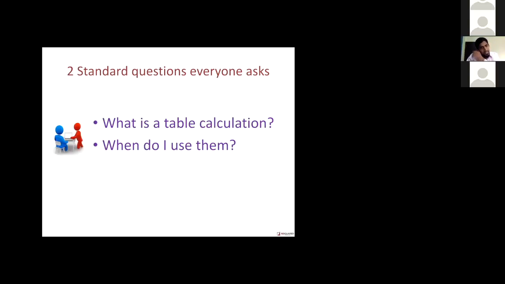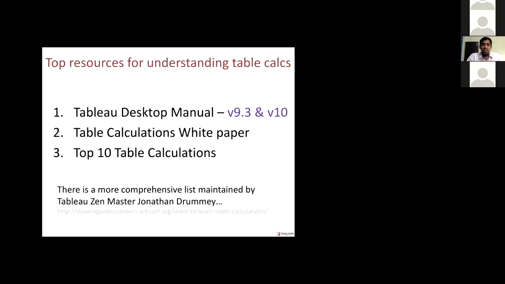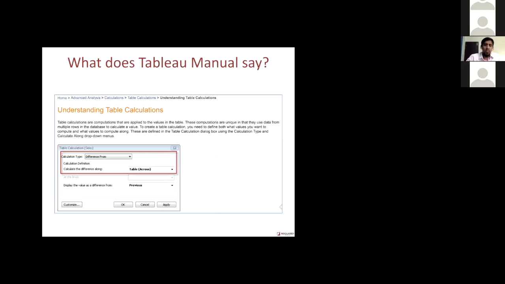And if you look at the top resources for understanding table calculations, the first one is obviously the manual by Tableau itself. There are 2 versions now, 9.3, which a lot of us still use, and then version 10 as well. Then there's a white paper as well as a top 10 table calculation thing. Tableau Zen Master Jonathan also maintains a longer list graded by whether it's beginner, intermediate, and so on. That's what we have. So let's look at what the manual says.